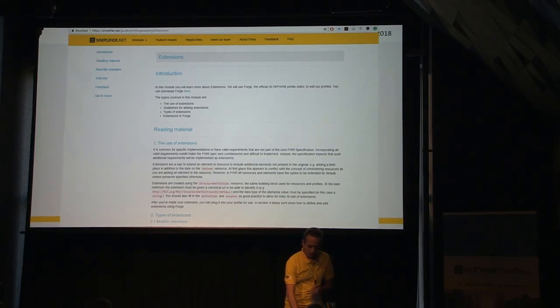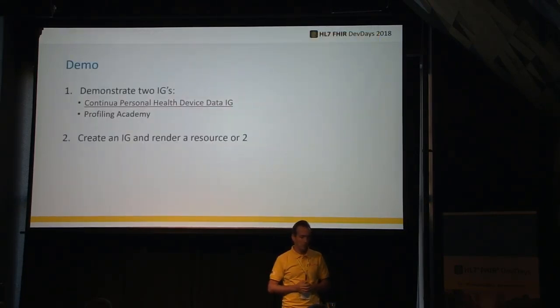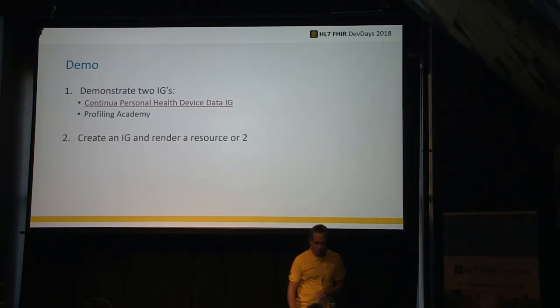I would like to quickly demonstrate two implementation guides. I just picked one from Simplifier, and I would like to show the Profiling Academy, which is also built with our own implementation guide editor. Then in one or two minutes I will show how to create an implementation guide and put in a simple statement. So just have a look at this Continua personal health device data guide, which you can find on Simplifier, which again has the same menu. For example, if you click on a simple observation profile.